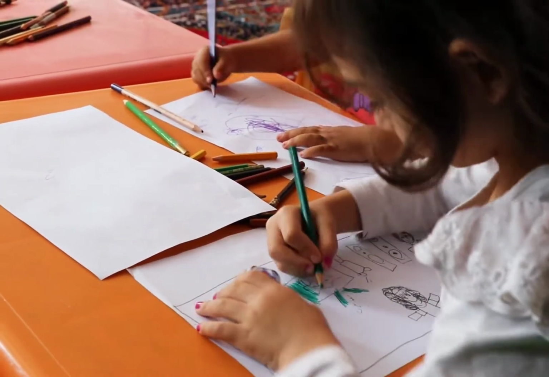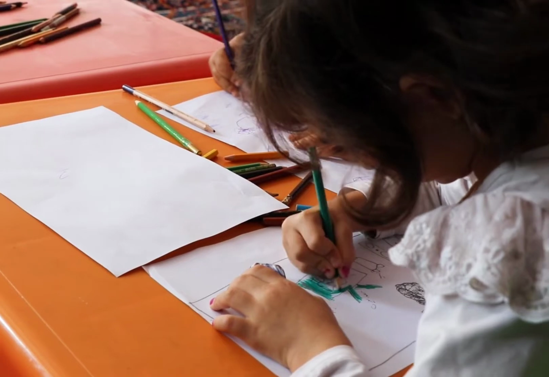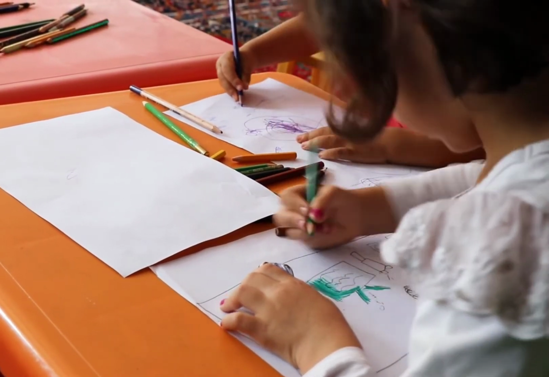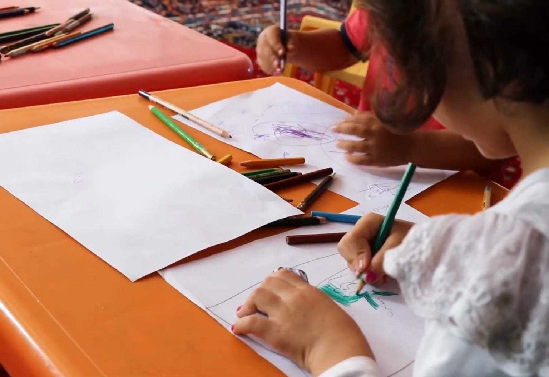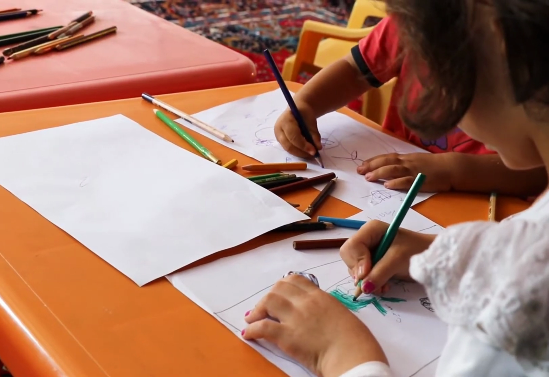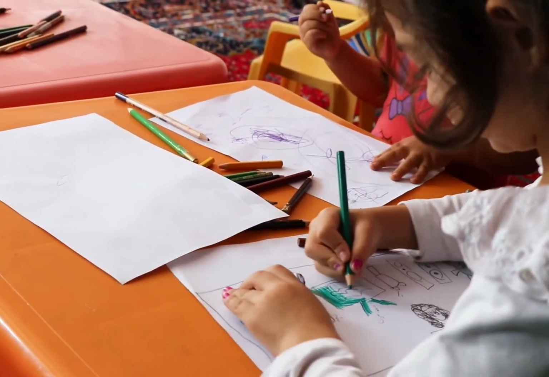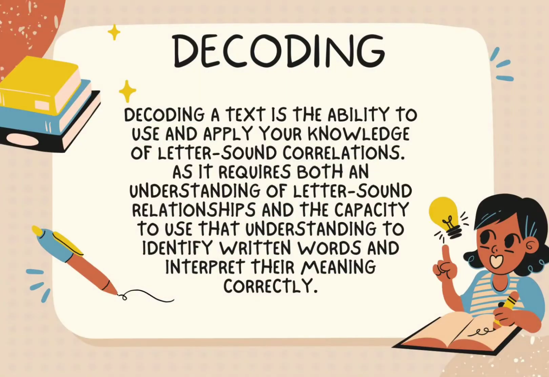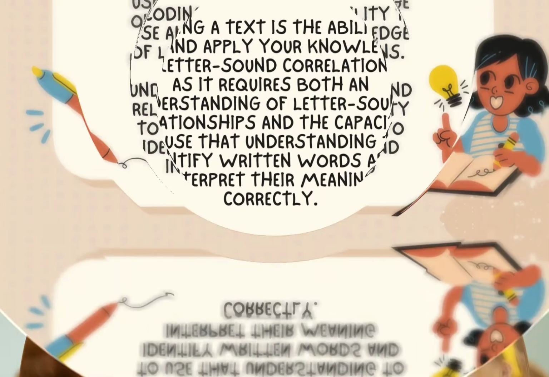So, in this video, we take notes on how kindergarten teachers support struggling readers and discuss the process of decoding texts along with some strategies that can help students improve this ability. Decoding a text is the ability to use and apply your knowledge of letter-sound correlations, as it requires both an understanding of letter-sound relationships and the capacity to use that understanding to identify written words and interpret their meaning correctly.